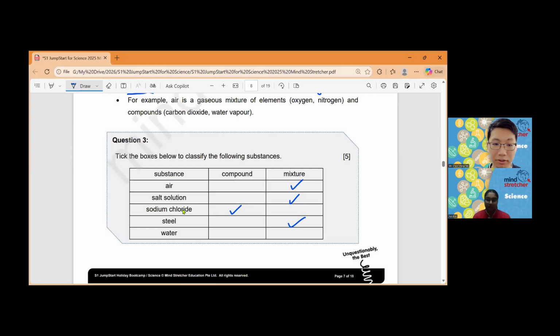What about water? Water has a formula H2O. So as long as they have a formula, that means they are a compound, like sodium chloride is NaCl. As long as they have a formula, they are a compound. So water is H2O, a compound. All right. Any questions here?